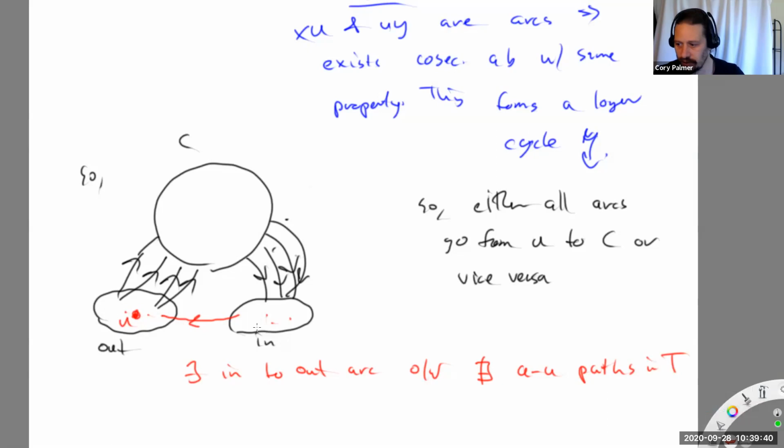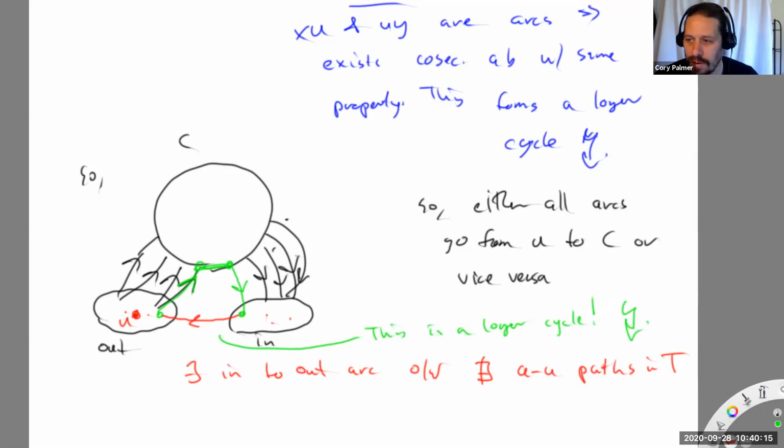But now, look at this picture. Now this picture, we actually have a longer cycle somehow, right? There's an end vertex here, an end vertex here. Every single arc is available from out to C, and similarly from C to in. So I can take that one, and say these two are consecutive. Now the longer cycle, actually it's longer by 2, okay? This is a longer cycle, okay, which is a contradiction.